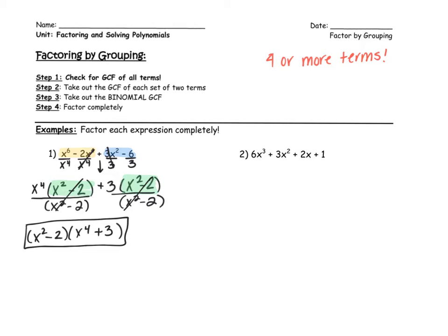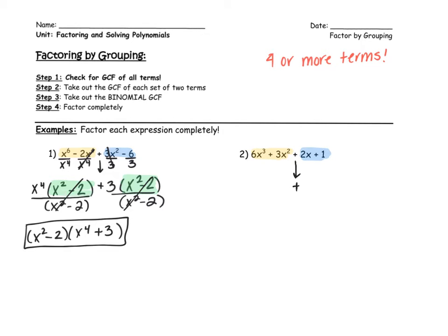Awesome. All right, let's look at the second one. So step one always says, can I find a GCF? I don't see a GCF out of all four terms, so we're going to just go straight to grouping. We're going to look at the first two terms and group those together. We're going to look at the second two terms and group those together. And then we're going to bring down the sign in the middle.